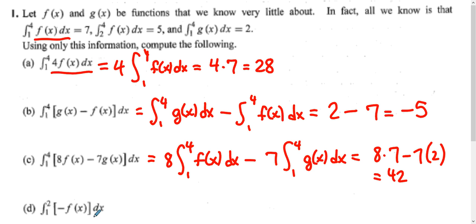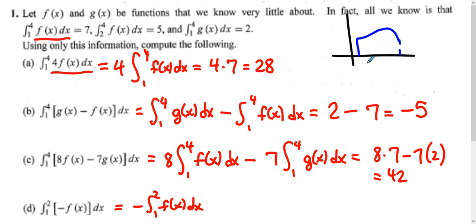And there's this. So this is going to be the negative of the integral from 1 to 2 of f of x dx. We are not given the integral from 1 to 2 of f of x dx. We are given the integral from 1 to 4, right? And we're given the integral from 2 to 4.